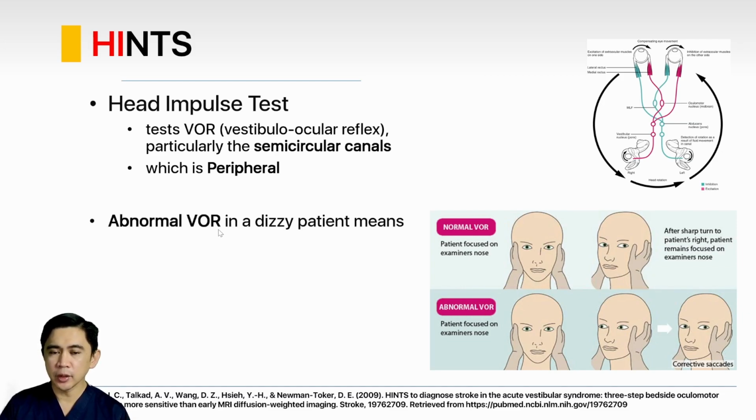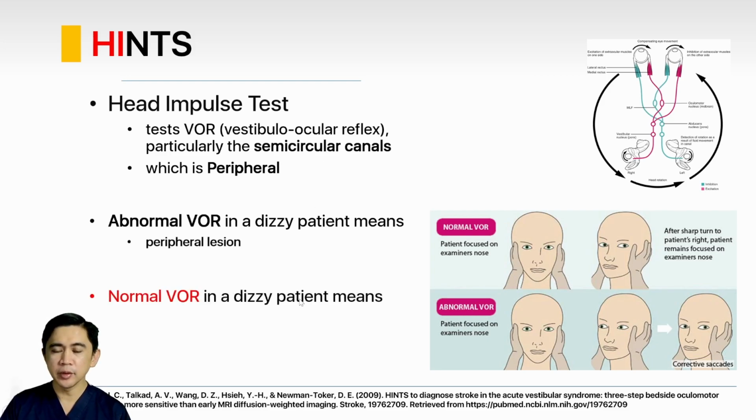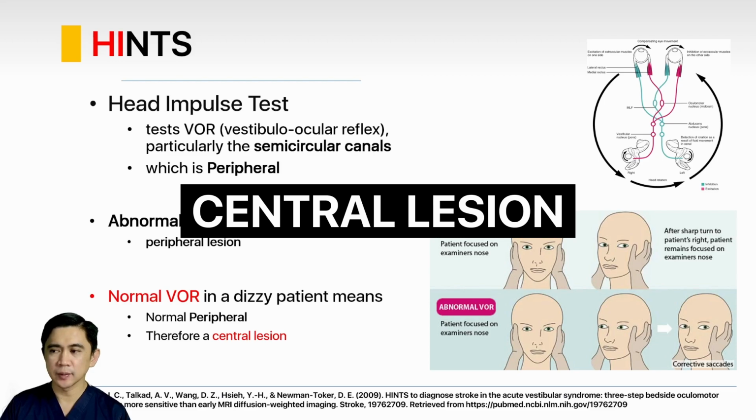And this is an abnormal VOR. An abnormal VOR in a dizzy patient means it is a problem of the semicircular canals, and therefore it is a peripheral problem. A normal VOR in a dizzy patient, when the patient is very dizzy, only means that the patient has a normal peripheral system, therefore it is a central lesion. A normal VOR in a dizzy patient will only mean that the dizziness should be coming from the central system, not the peripheral system.